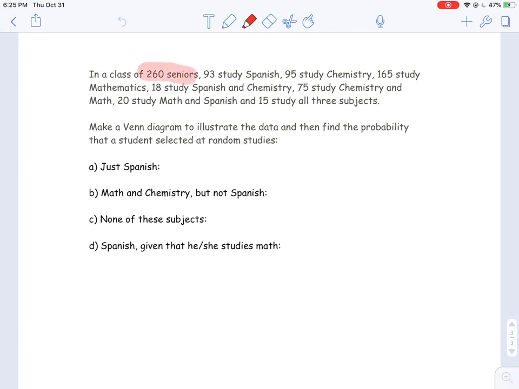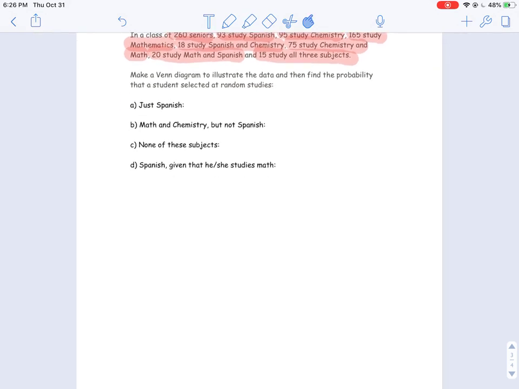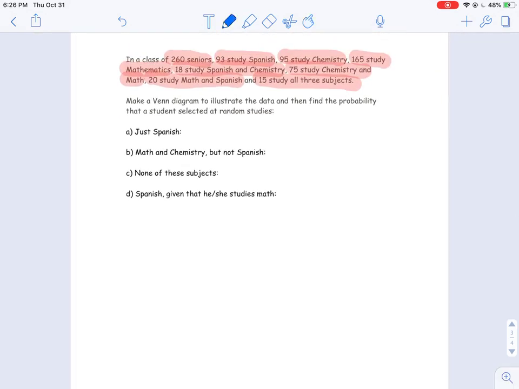Okay, there's a class of 260 seniors, 93 study Spanish, 95 study chemistry, 165 study math, 18 study Spanish and chemistry, 75 study chemistry and math, and 20 study math and Spanish, and 15 study all three subjects. Now, we're asked to make a Venn diagram and then calculate some probabilities. So I'm going to start with my Venn diagram here.